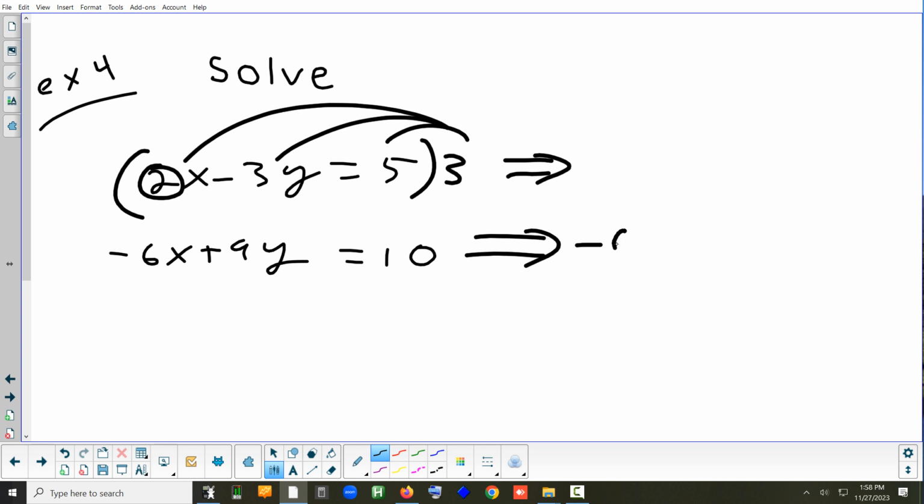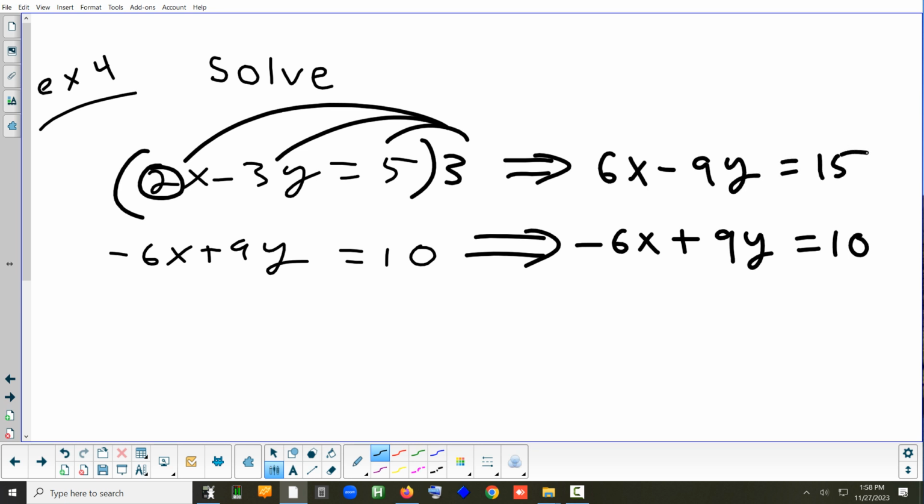Okay, so the bottom equation is going to stay the same. And what does the top equation become? 6x minus 9y equals 50. Yep. Don't forget to multiply that number on the other side. Sometimes people forget that one. You've got to do them all.